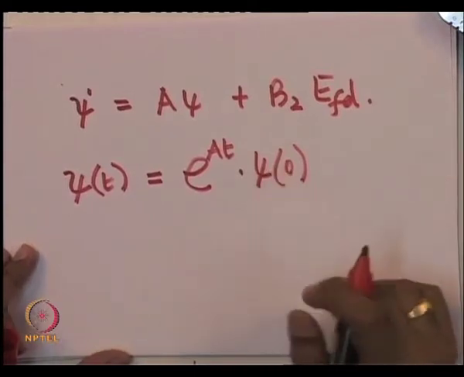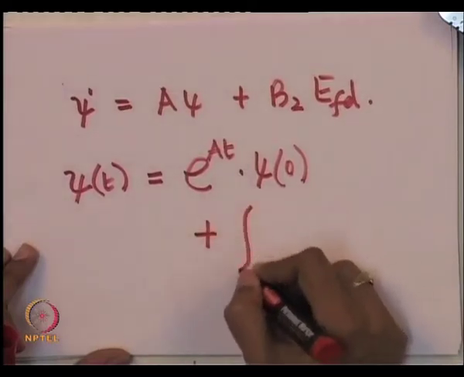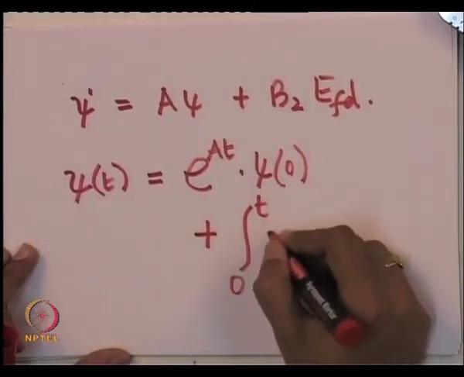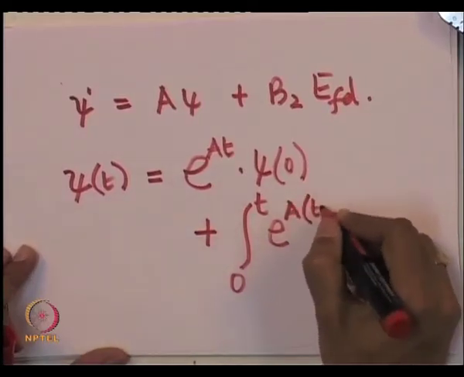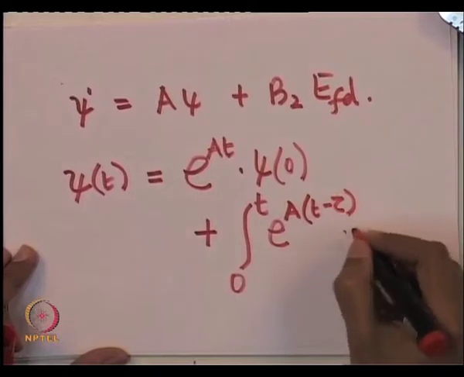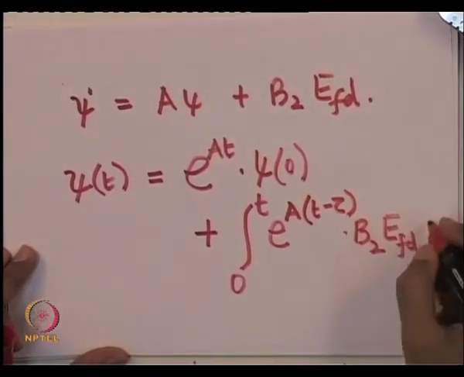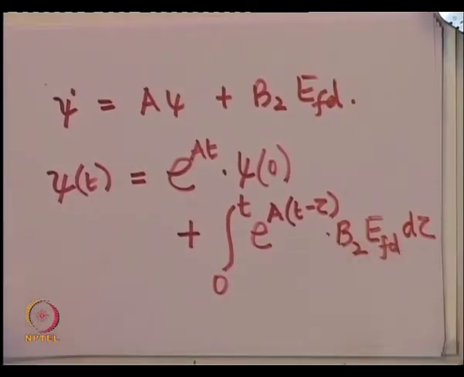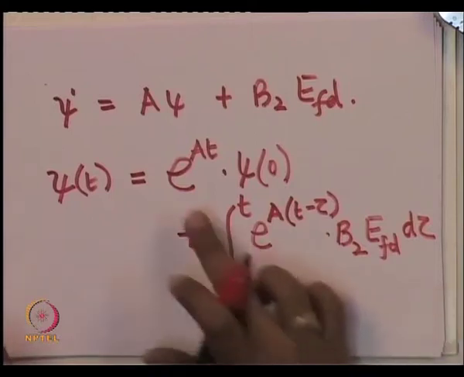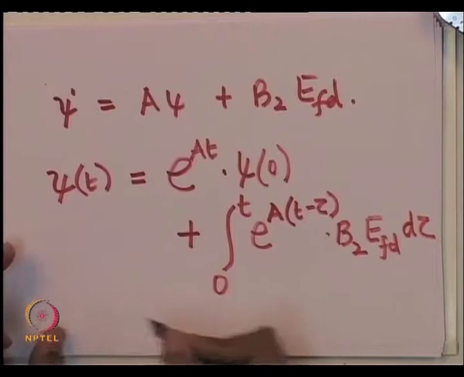So, this vector psi will be 0 plus the convolution integral 0 to t e raised to A (t minus tau) into B 2 into E f d d tau. Of course, remember that E f d and B 2 both are constants. Okay. So, we can analytically obtain this if you actually evaluate it.